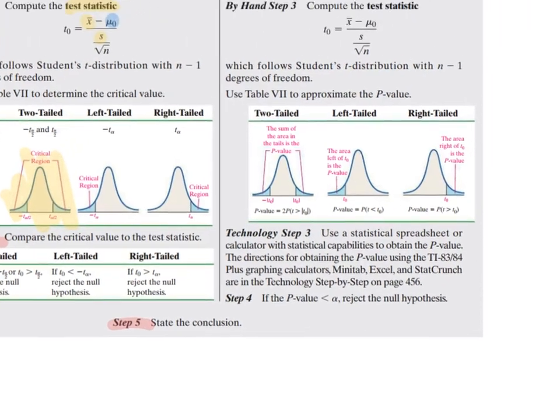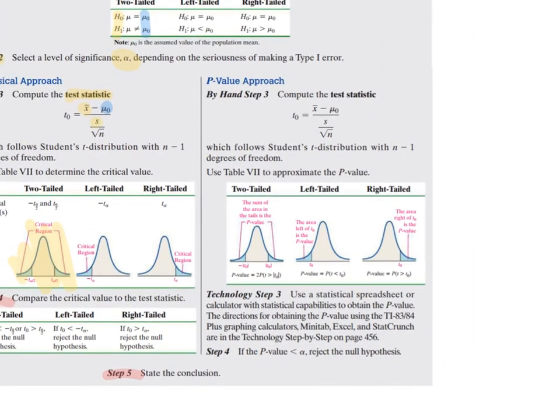And you will also be asked about the p-value, especially on homework problems. Again, this is a purely Minitab question, technology step 3. I keep doing that instead of highlighting. Technology step 3: use Minitab to get the p-value. If the p-value is small, smaller than alpha, reject the null hypothesis.